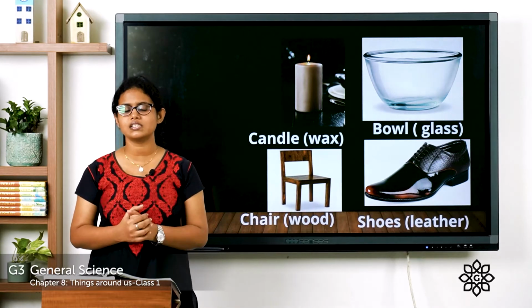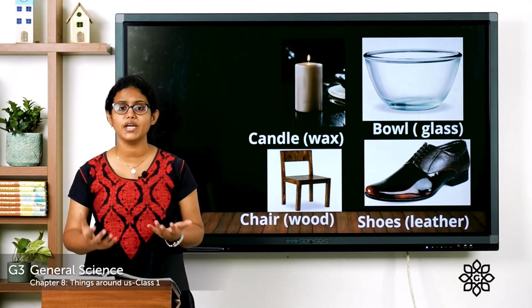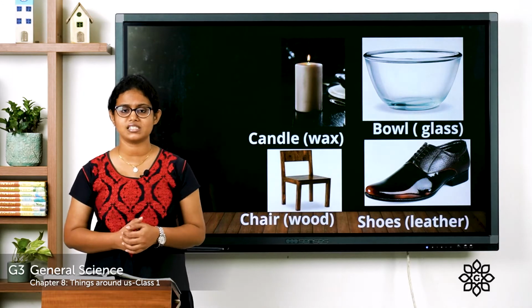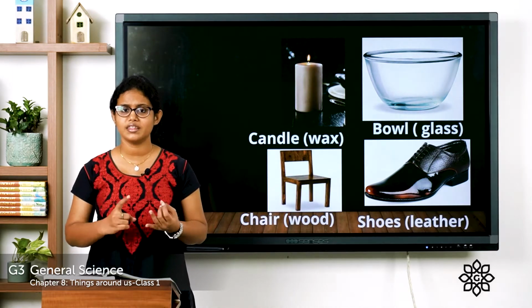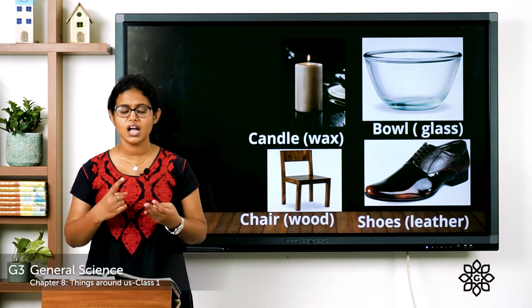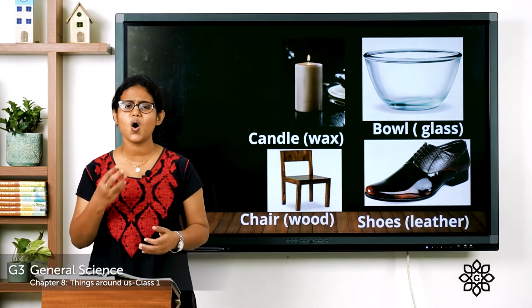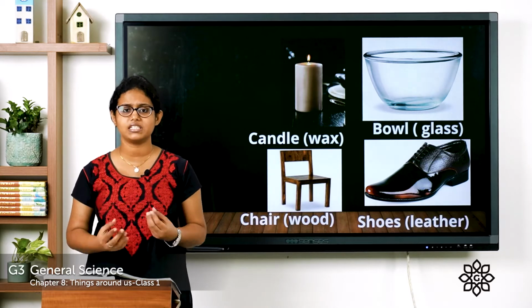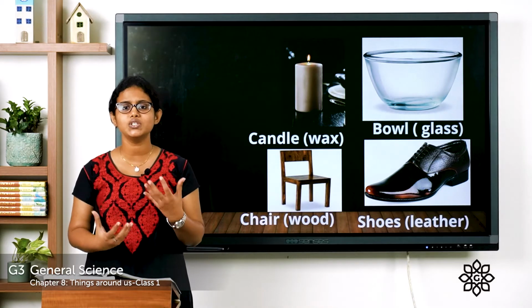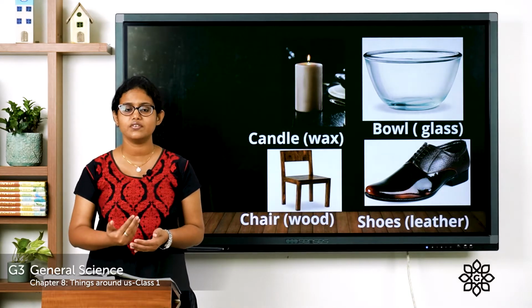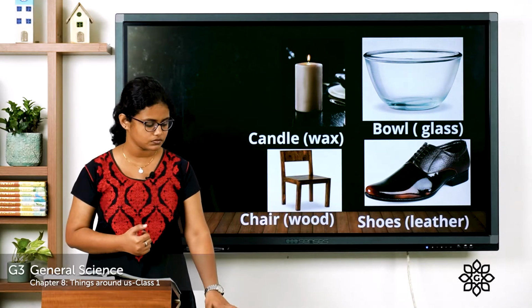So all things that we use are made of different materials. The wax, the leather, plastic, iron, paper, all these are different materials. So things that we use are made of different materials.